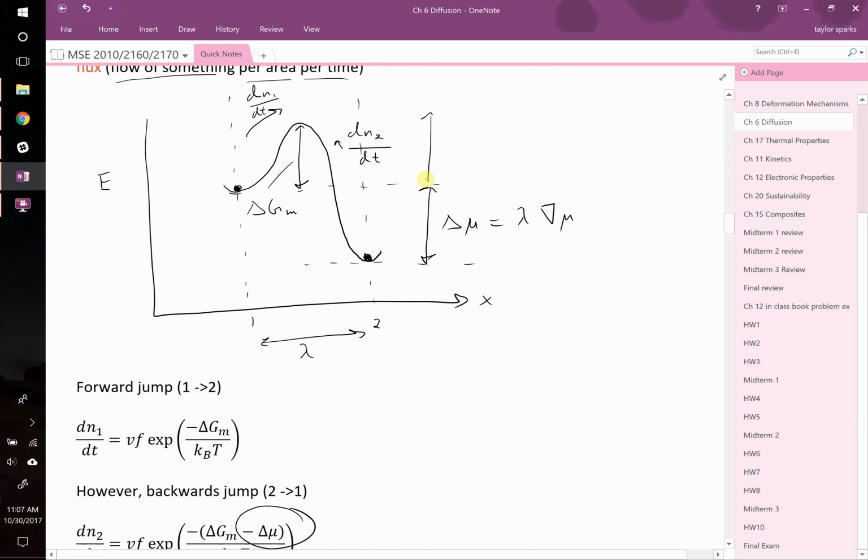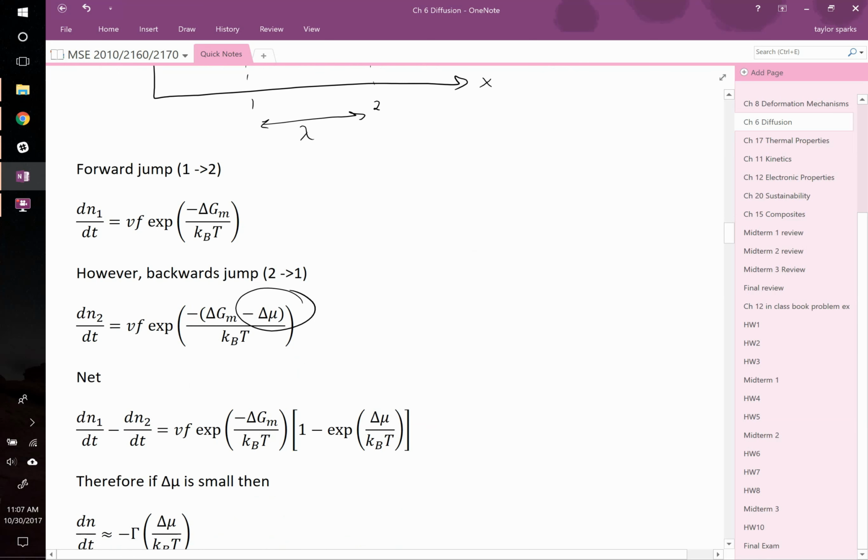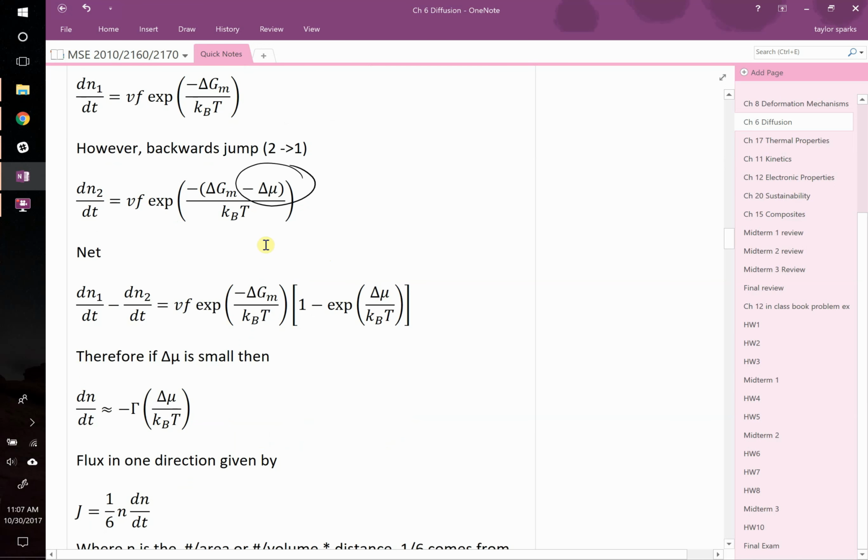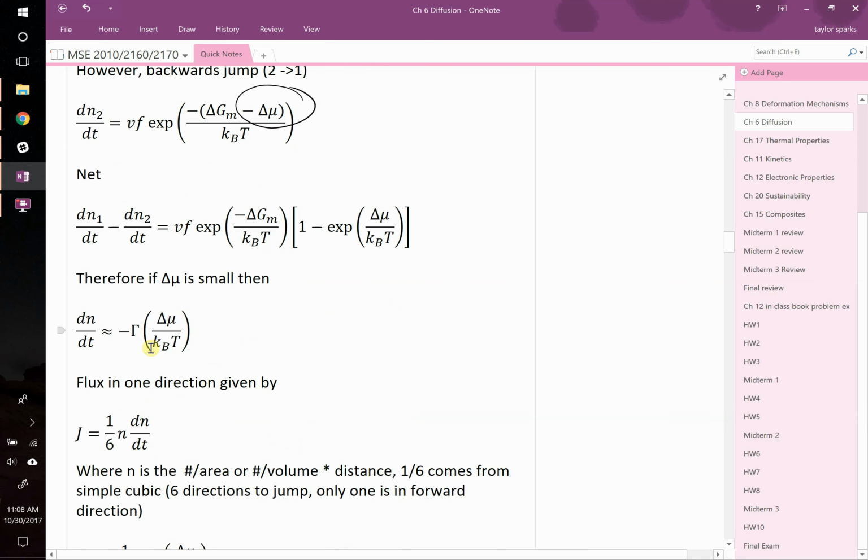So an atom hopping from site 2 back to site 1 has to overcome that, but it also has to overcome that delta mu, our chemical potential difference. And if that's large, then you can really bias atoms to hop from site 1 to 2, but not be able to hop back from site 2 to 1. So we take into account both of these. The total, or the net diffusion from site 1 to site 2, is dN1/dt minus dN2/dt. And if there's only a small difference in the chemical potential, we can simplify this expression to simply, that's this symbol, that's gamma, capital gamma, multiplied by delta mu over kBT.